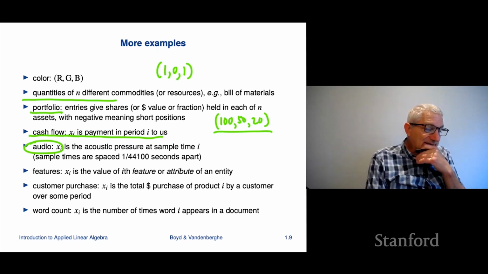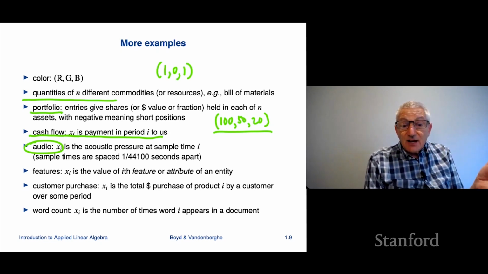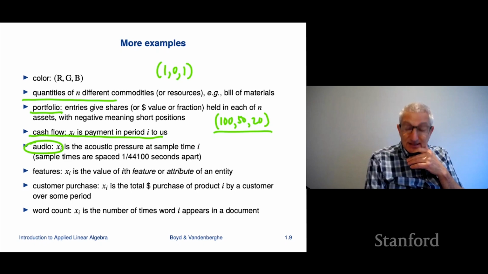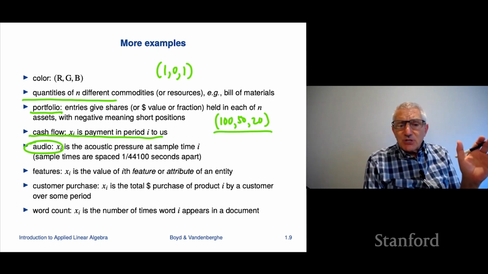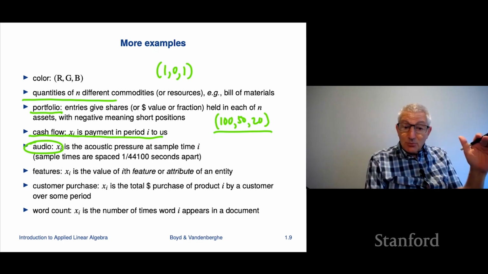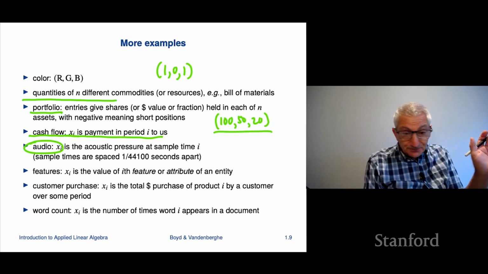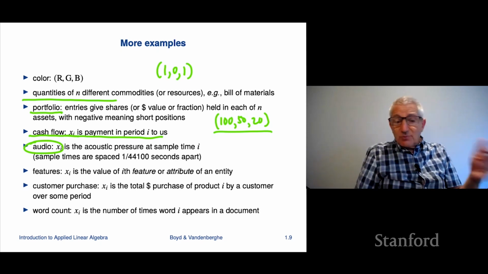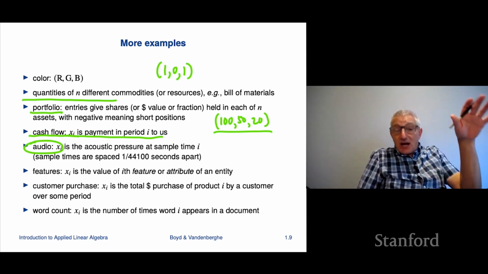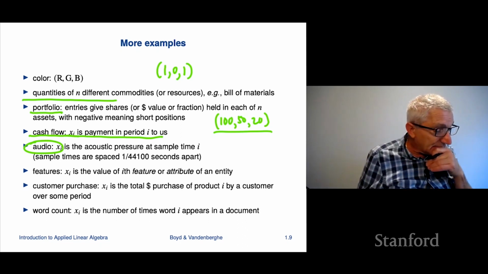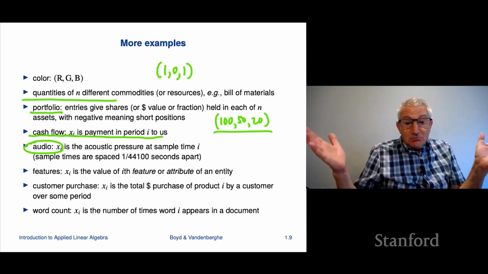And so, for example, an entry of a sound vector would tell you what the acoustic pressure is at that particular moment. By the way, you don't need to know this, but the acoustic pressure is the actual pressure at that exact moment in time, minus the average pressure at that time. And so it can be positive or negative. That's typically what it is. So, okay, audio track.